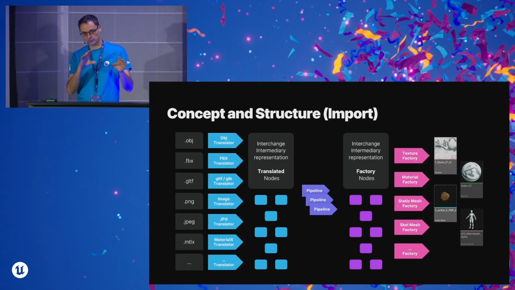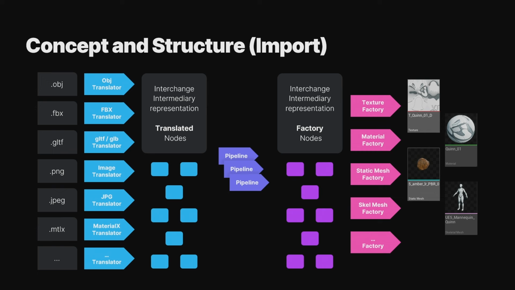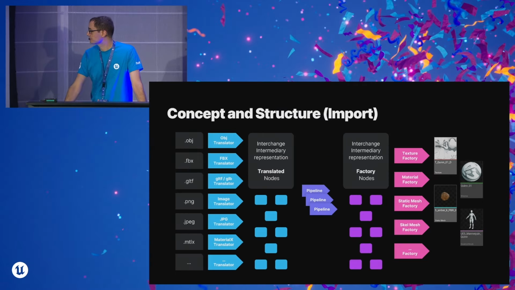And then this is where we start to call pipelines to process this data and create factory nodes. And then from the factory nodes, you have a path that is going to call the factories to create the assets, and then you get the assets in the end. And the goal is to be able to have access to this intermediary representation of translated nodes and factory nodes, so you can modify the settings or the payload before actually calling factories, or even add some steps after, when you have the assets.